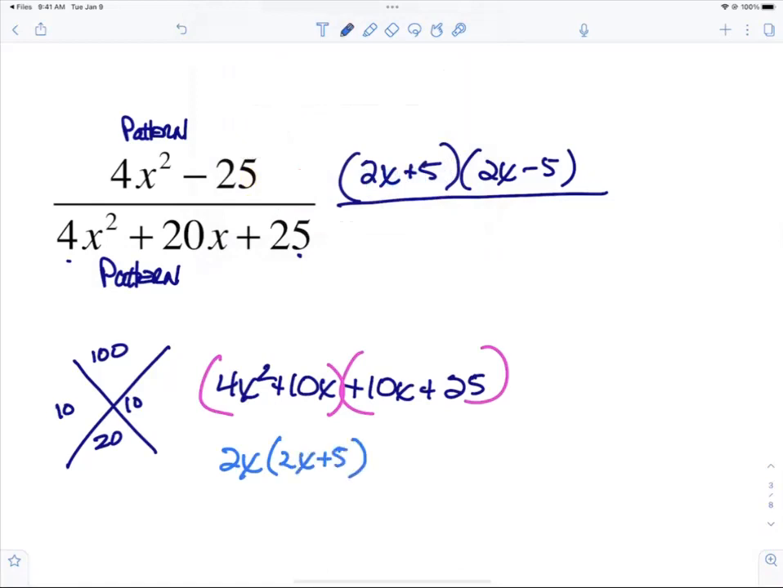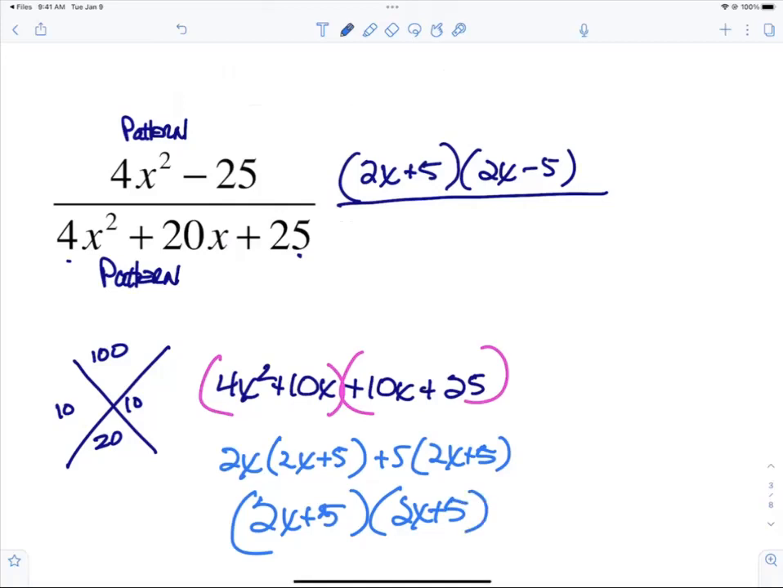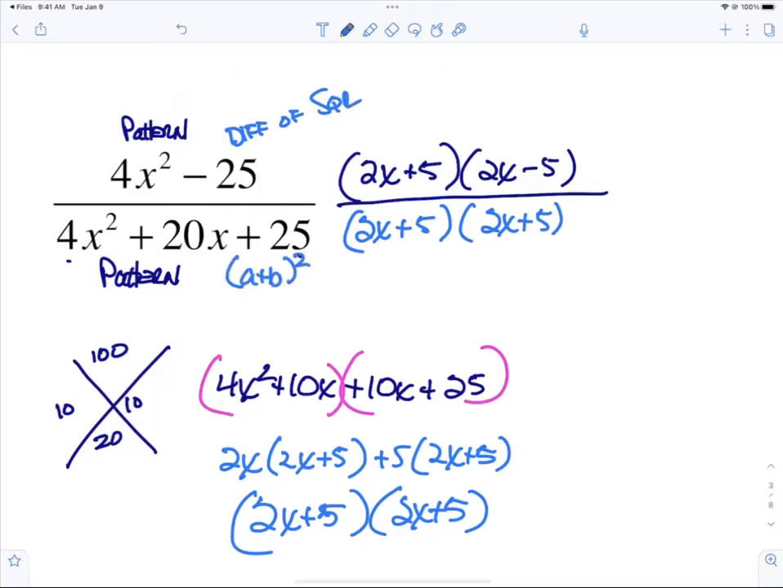2x + 5, and over here, taking out a 5 + 5, leaving you with 2x + 5, you see that you end up with the same binomial times itself, which is another pattern. And here your denominator would be 2x + 5 times 2x + 5. And both of these are patterns. One pattern is called a difference of squares. This is the difference of squares. And the denominator pattern is the same binomial times itself, the perfect square trinomial, if you recognize that.